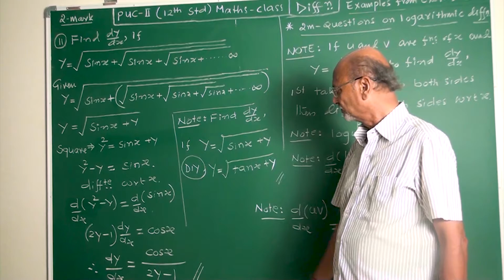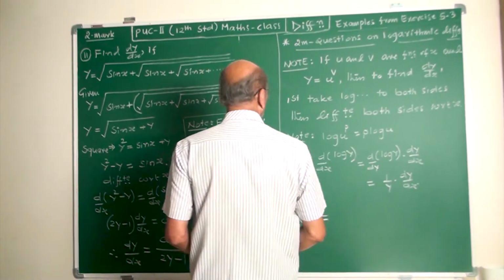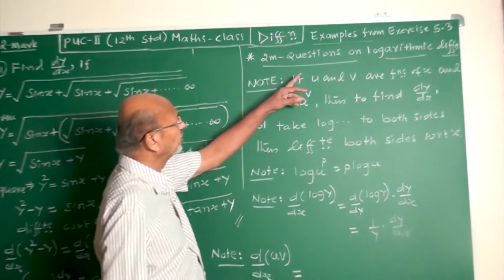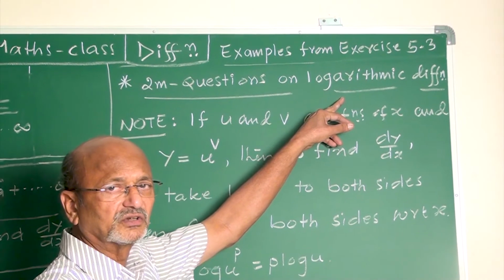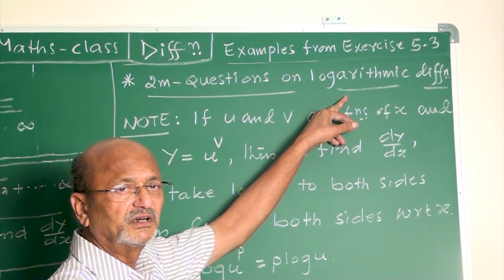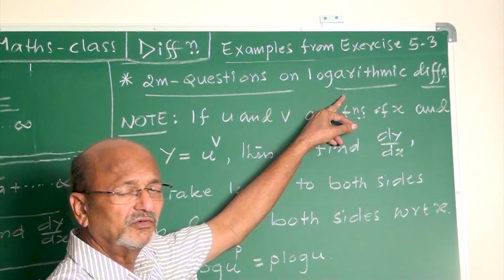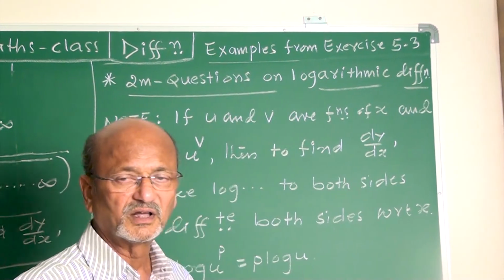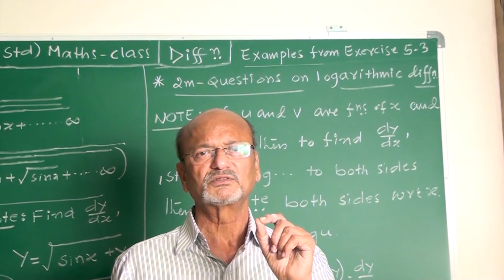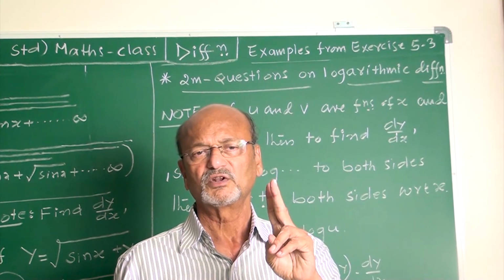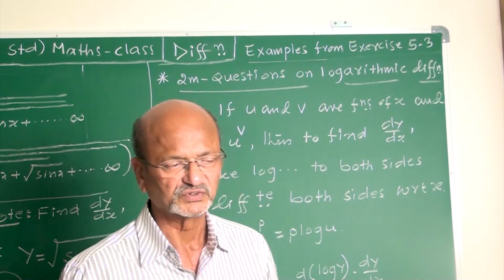After finishing implicit functions, I want to do some 3-4 examples on 2 mark questions on logarithmic differentiation, my friends. We have done this as a big chapter there. Main exam I have done. Now I have taken only very few samples of 2 mark questions.